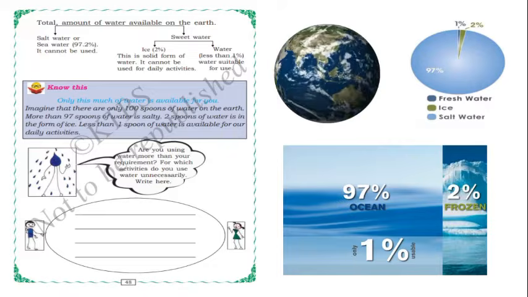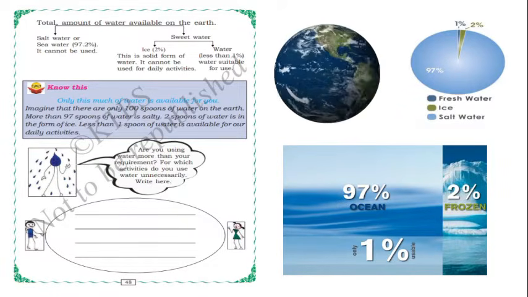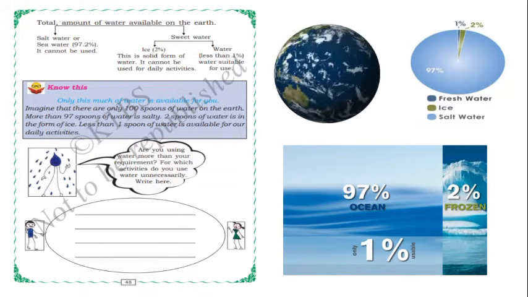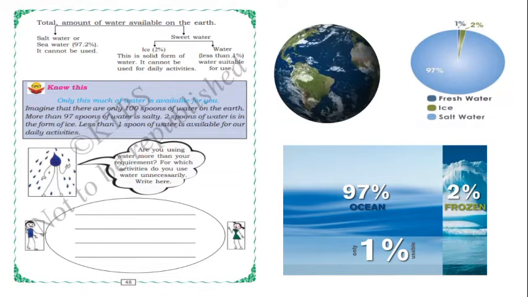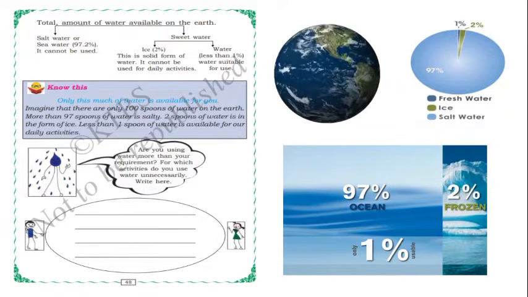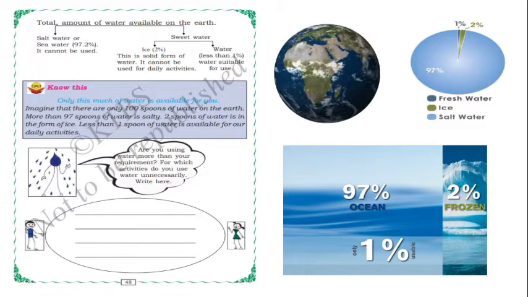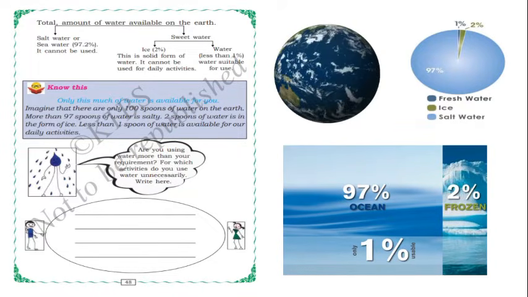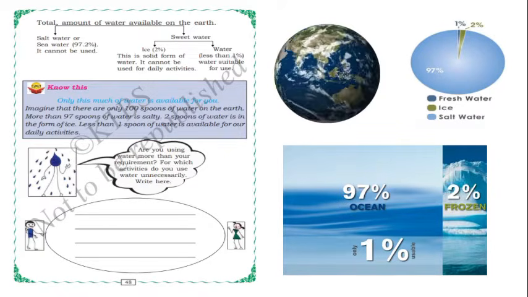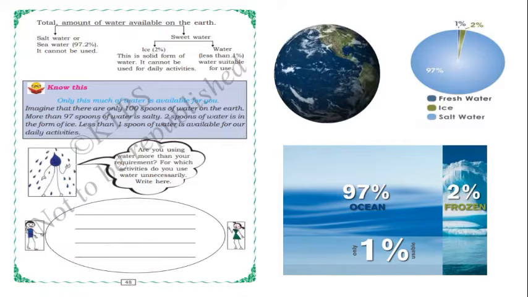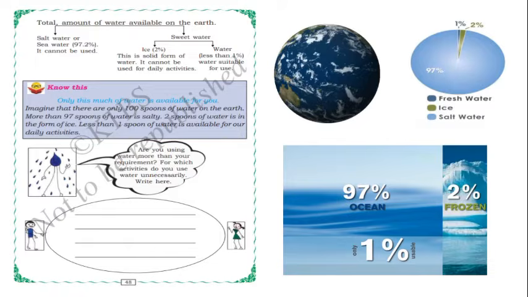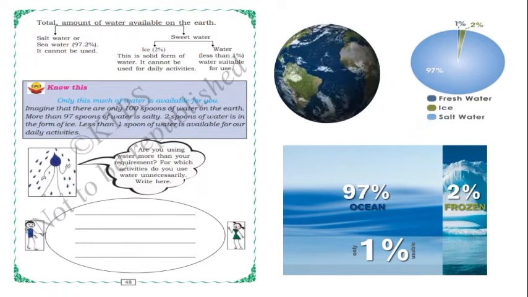And one more is the sweet water. In the sweet water, we get 2% of ice. Okay, 2% of ice, and this is the solid form of water. Ice, usually we all have seen. The ice will be in the form of solid, isn't it? Yes, this is the solid form of water. It cannot be used for daily activities. If it is in solid form, how can we use it, children? We cannot use it. So 2% of ice will be there.